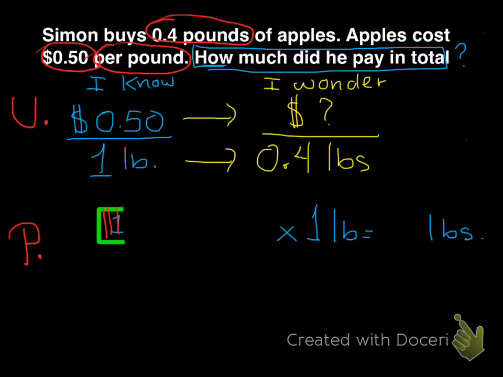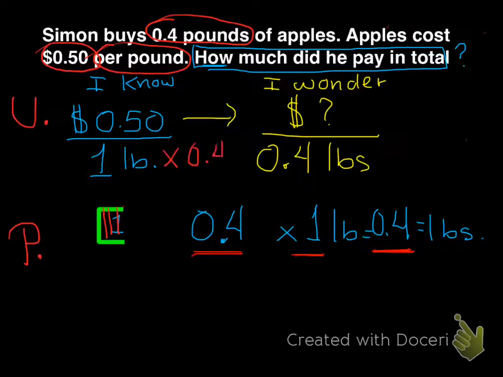Okay. So what does that make? Well, that's 4/10 of 1 pound, and that would equal 4/10. You probably noticed that anytime you multiply a number times 1, it comes out to be itself, even if it's a fraction, even if it's a decimal fraction. 4/10 times 1 equals 4/10.